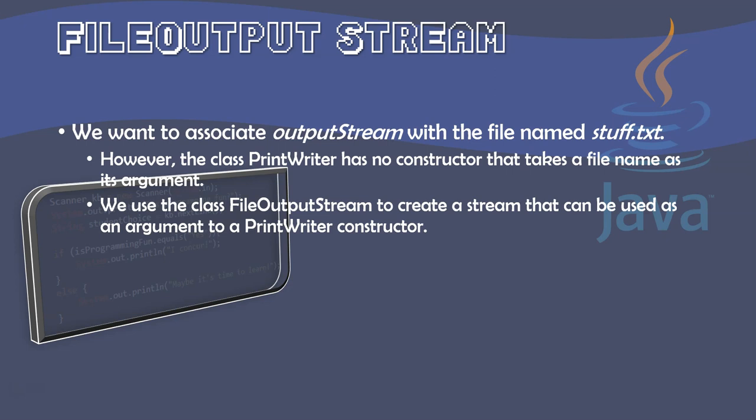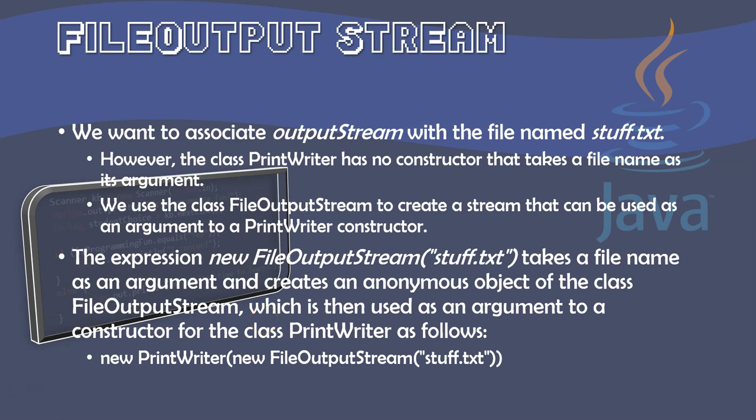So that's why if you look at it, it's a PrintWriter, and then inside parentheses we have new FileOutputStream. That expression, new FileOutputStream stuff.txt, takes a file name as an argument and creates what's known as an anonymous object of the class FileOutputStream, which is then used as an argument to a constructor for the class PrintWriter as follows: new PrintWriter, parentheses, new FileOutputStream, parentheses, stuff.txt. Some of this terminology might seem a little overwhelming, but just know that you have to do it in this format.